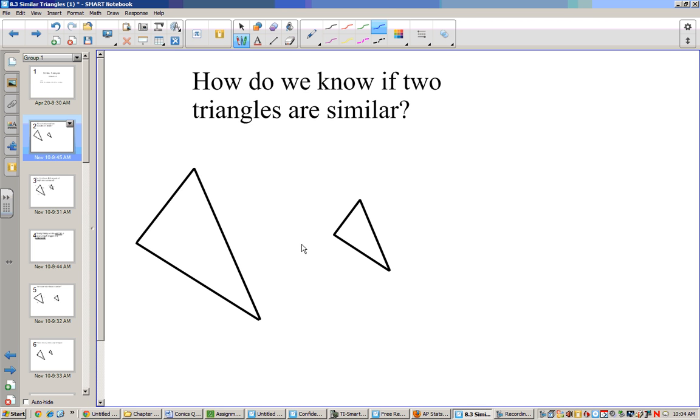Now, if these are similar triangles, what we do know is that their corresponding angles have to be congruent. This angle has to be congruent to this angle, and finally this last angle is congruent to this last angle. All right, now if they're similar, the sides we said were proportional. So this side times some value will give us this side. This side times some value will give us this side, and this side times this value will give us the third side. So let's give some names to these vertices.